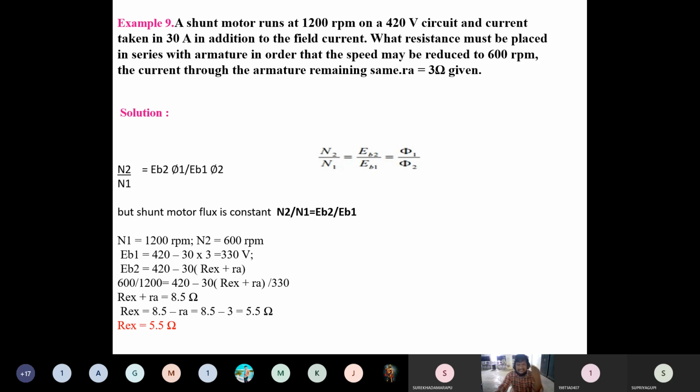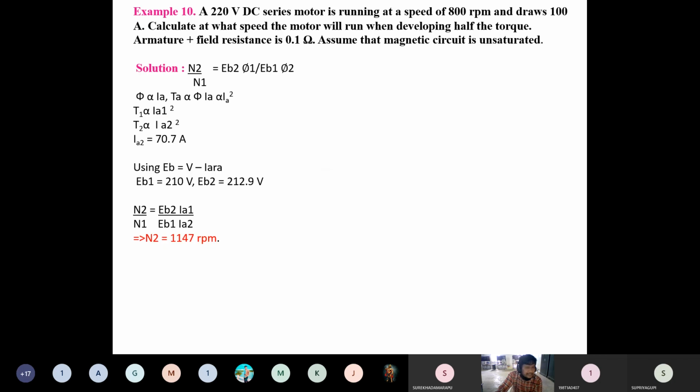That means IA is the same, 30 amperes, 30 amperes. IA1 is 30 amperes, IA2 is also 30 amperes. There is no problem, right? RA, the armature resistance, is 3 ohms, given. So we know the relation as usual, N proportional to EB by pi: N2 by N1 is equal to EB2 by EB1 multiplied by pi 1 by pi 2, right? N2 by N1 is equal to EB2 by EB1, pi 1 by pi 2.